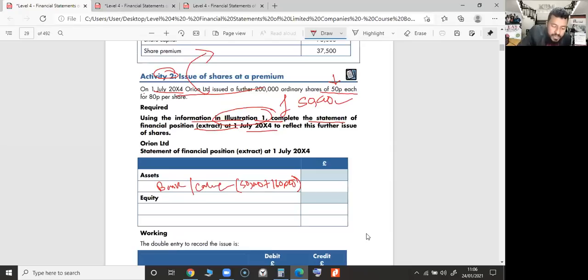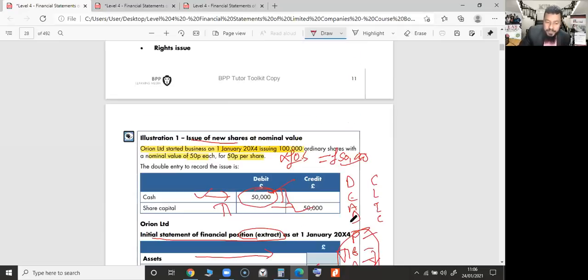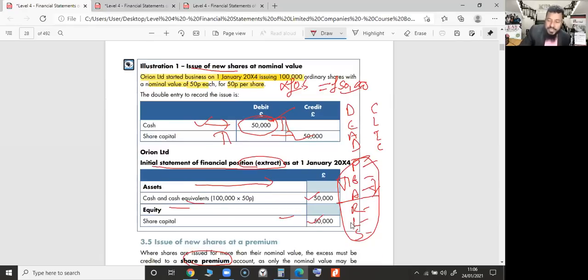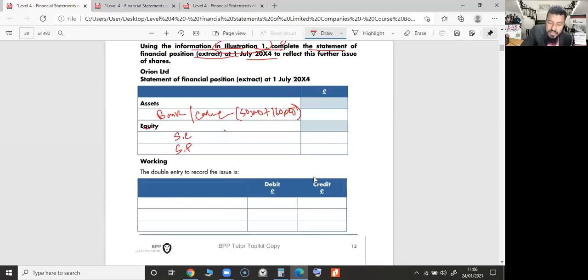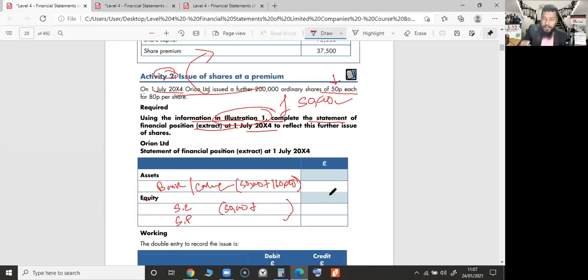My next question is equity. In equity, you write share capital and share premium. I believe in illustration 1, we had only share capital 50,000. So we had 50,000 share capital, but more will be added, and there will be something in share premium. How do you do it? What is your share capital for the new one? 200,000. Fantastic, Hakan. Thank you for your good participation. Times 0.5, that's how he got 100,000. 200,000 is the shares, and you issue at 50p. 100,000 is the value of the new shares.